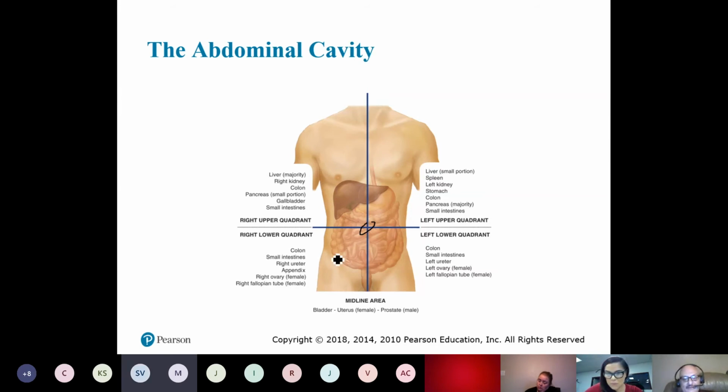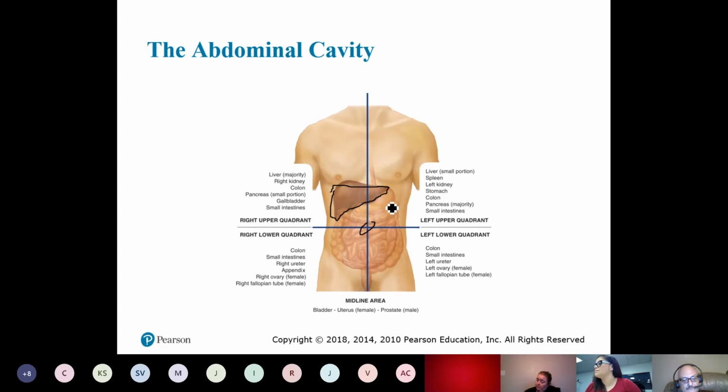All right. So we talked about the quadrants. The reason I'm spending this time is that you need to know which organs are in which quadrants. Okay? So, first off, our liver. Liver is considered a right upper quadrant organ, even though we have a little bit of our liver on the left, it's still a right upper quadrant organ.